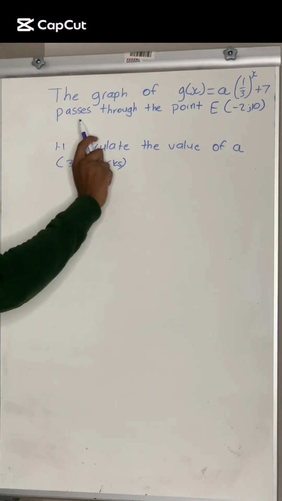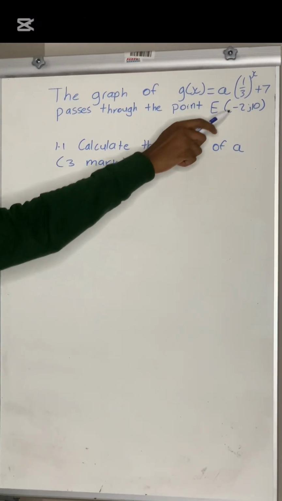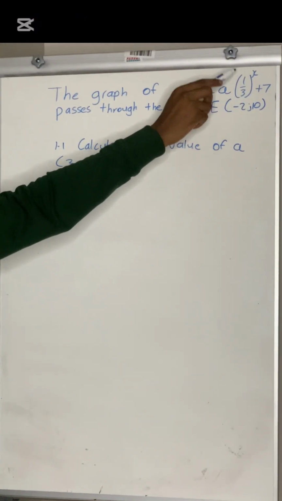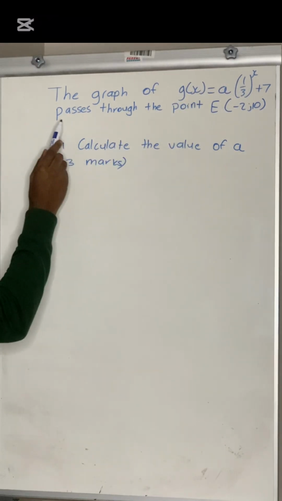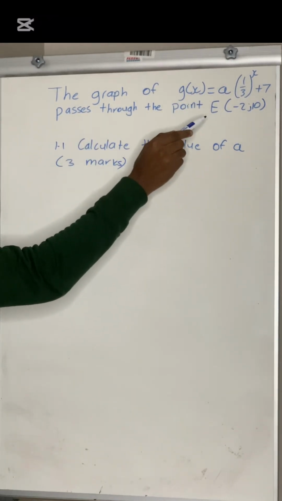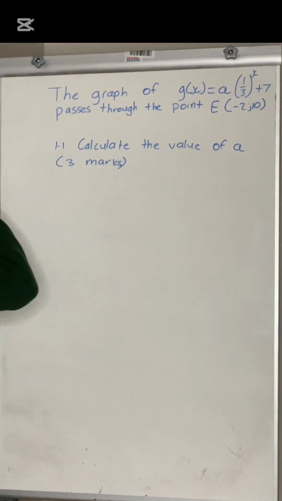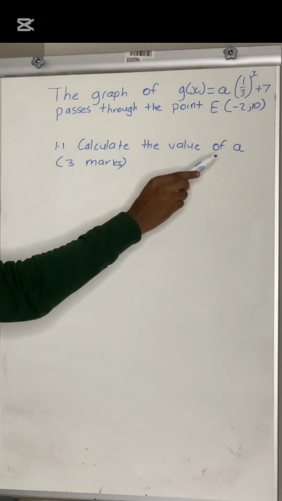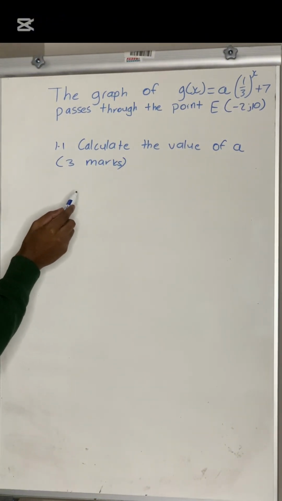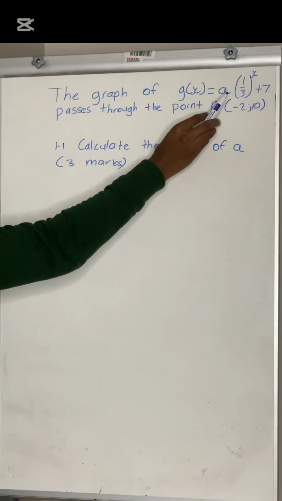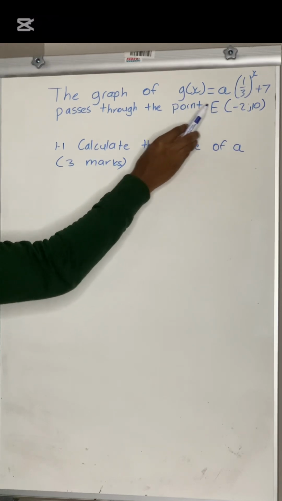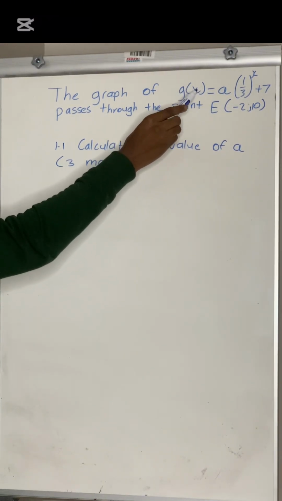So it says here the graph of g of x is equal to a into (1/3)^x + 7 passes through the points e, (-2, 10). Okay, so we are then asked to calculate the value of a for 3 marks. Luckily we are given this point, because we're told that the graph of g of x passes through e.